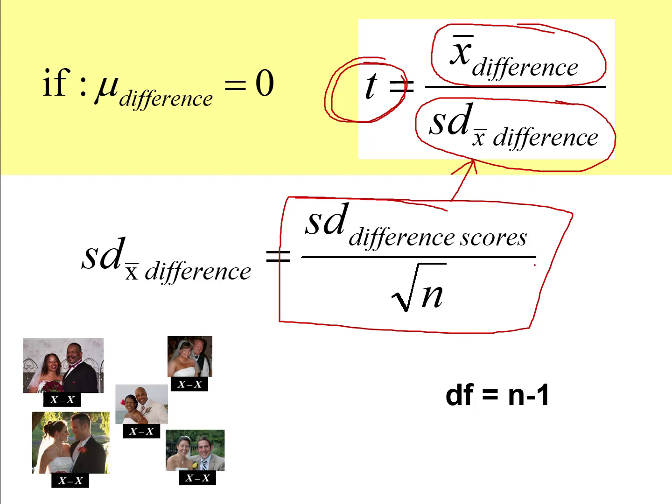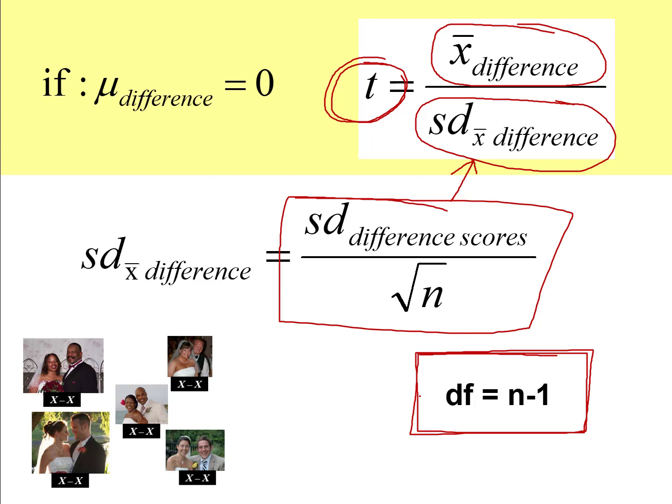In a paired sample study, your degrees of freedom will be equal to n minus 1. You will note that's the exact same degrees of freedom I gave you for a single sample study. There, I also said degrees of freedom is equal to n minus 1.